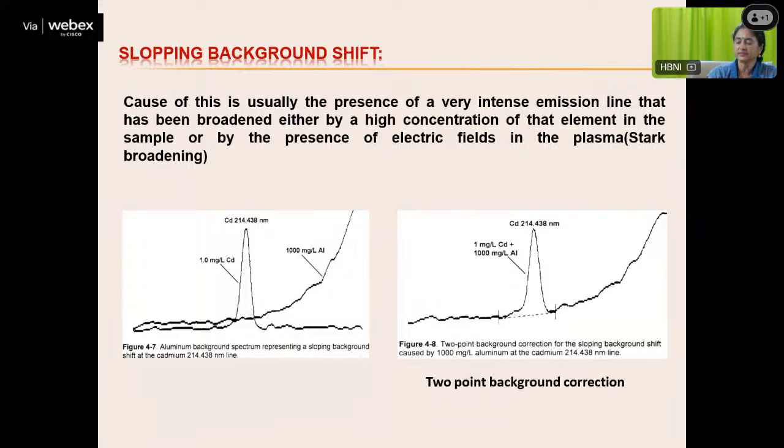The sloping background shift is just like that, where you can take a two-point correction. When it is placed on a sloping background, you mark here, and then take the peak area.